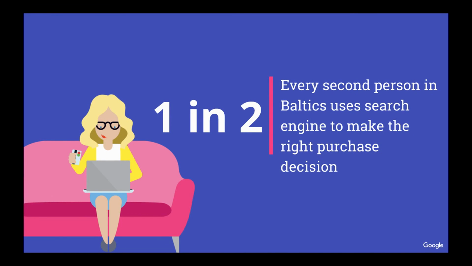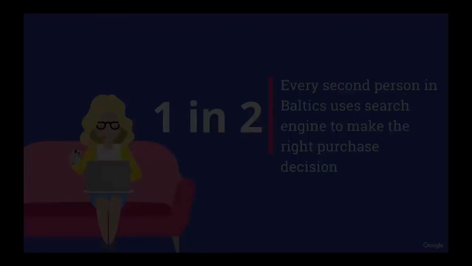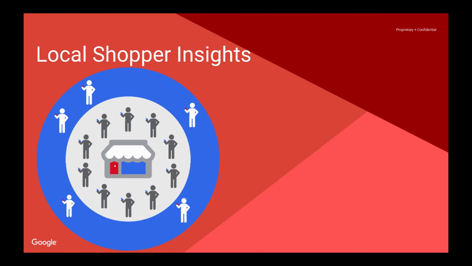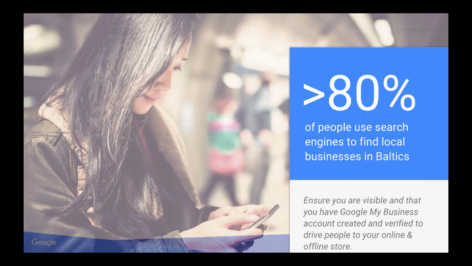So in order to get to the product information, every second person in the Baltics usually uses a search engine as the #1 online tool to find the right information quickly. So let's have a look right now at some of the key facts about local shoppers. As we're talking about search engines being used as the #1 online tool to find information about various products, it is important to know that over 80% of people in the Baltics use a search engine to find nearby businesses that might have that particular product that you are looking for.